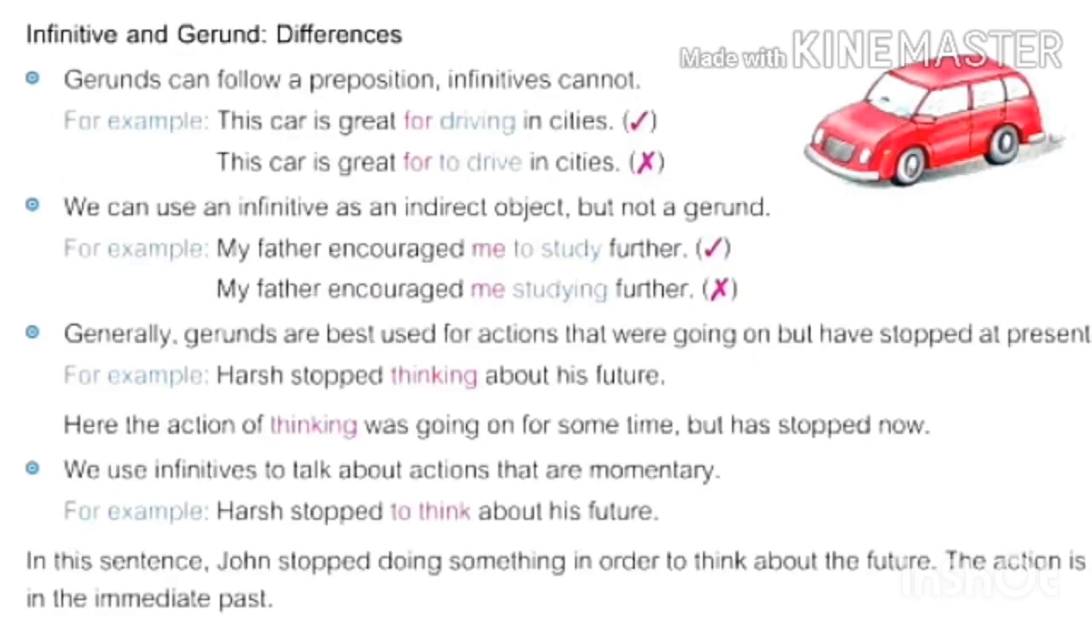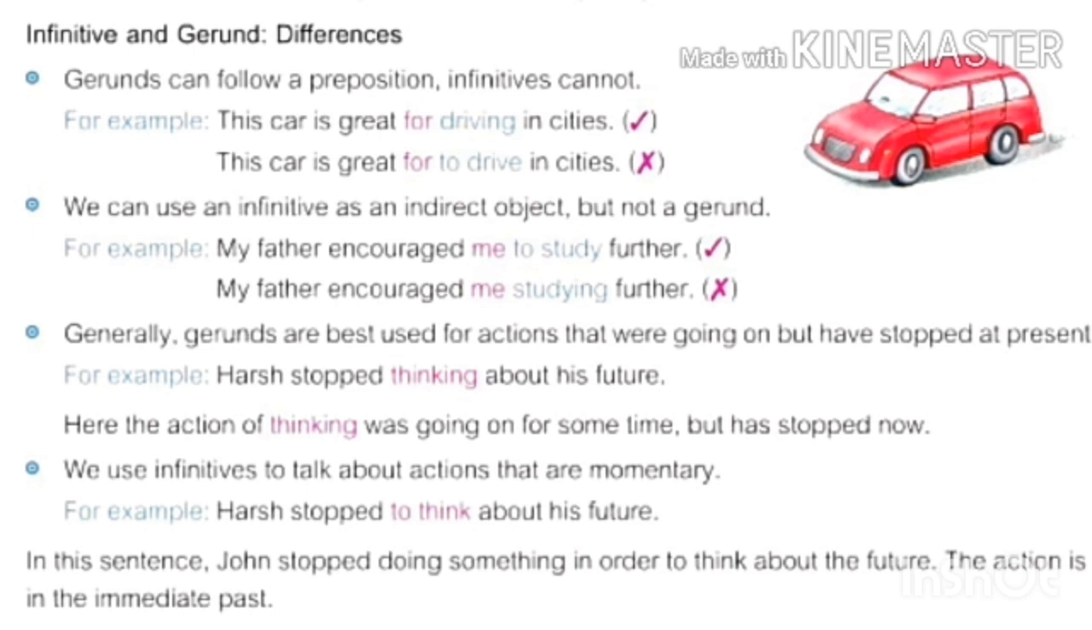The first rule, the infinitive and gerund difference, is that gerunds can follow a preposition but infinitives cannot. Why? Because in the infinitive also we have the preposition to, right? See the first example, "This car is great for driving." For is the preposition, after that a gerund can follow, driving can be written. But if we write an infinitive after for, then for and to both would be prepositions, so we cannot write that. "This car is great for to drive in cities" is obviously wrong.